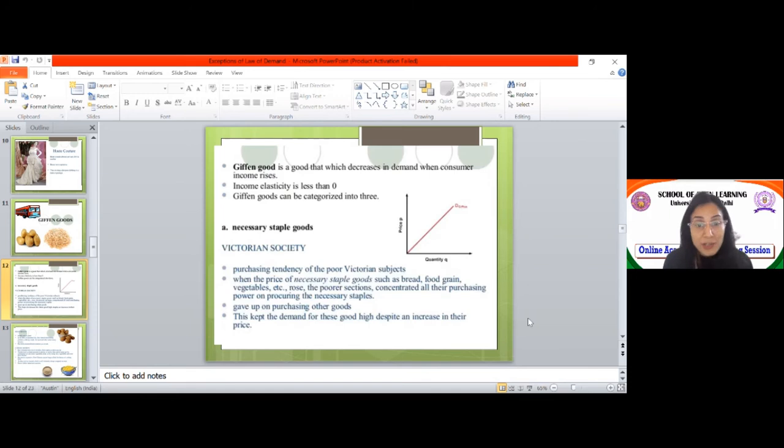What happened in Victorian society? The purchasing tendency of the poor Victorian subjects: when the price of necessary staple goods such as bread, food grain and vegetables rose, the poorer section concentrated all their purchasing power on procuring the necessary staples. So what does it say? As the price of a Giffen good starts rising, people tend to go towards it. Suppose the price of potato starts rising, people tend to go towards potato. So that is the Giffen good. If the price of a low quality product is rising, the demand for that particular good increases.